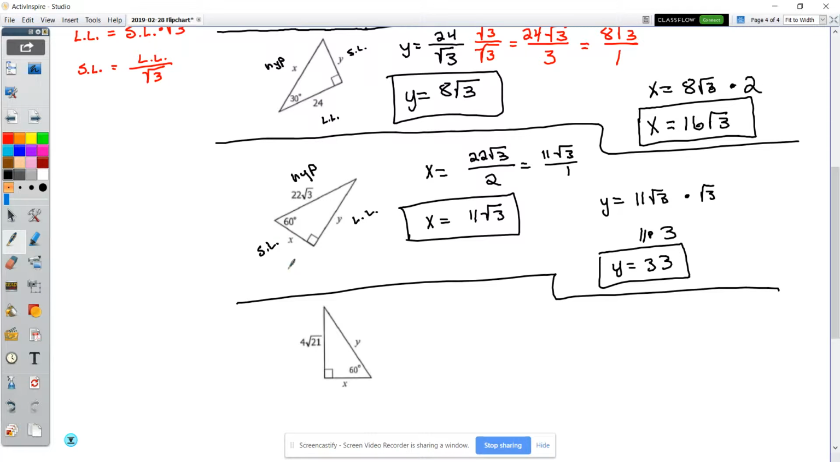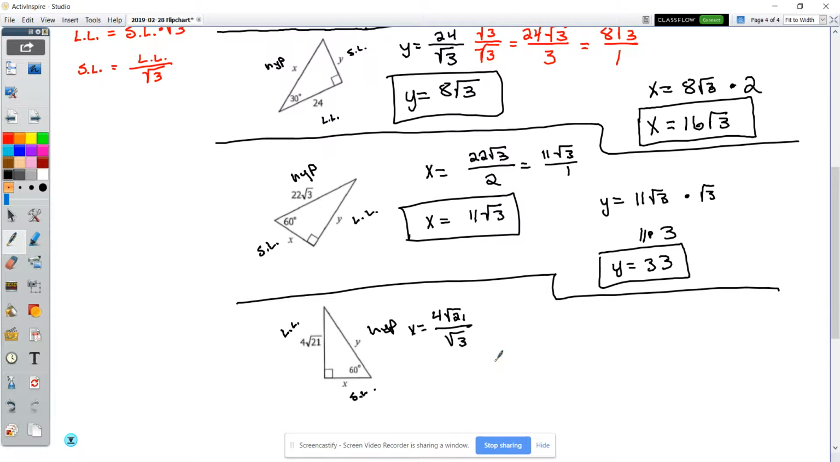Oh, I've got time. I might as well do one more here. I have the long leg is given to me. This is the hypotenuse. This is the short leg. Okay. And so I can't go right from the long leg to the hypotenuse, but I can go from long leg down to short leg. It's square root of 3 times smaller. So I'm going to take 4 times the square root of 21. So this is what x is going to equal, divided by the square root of 3.